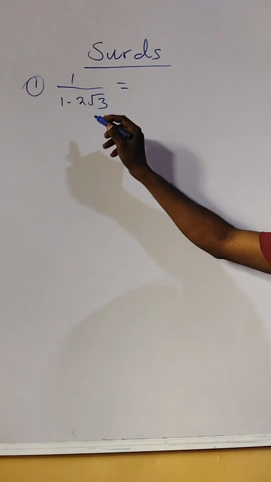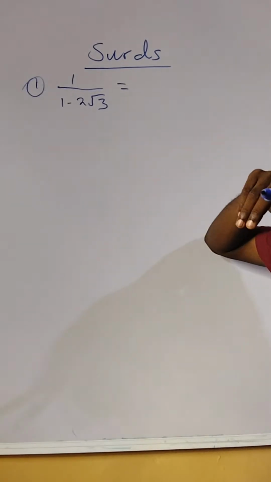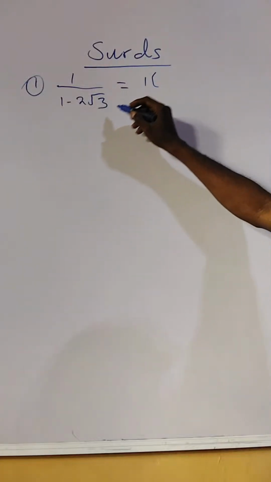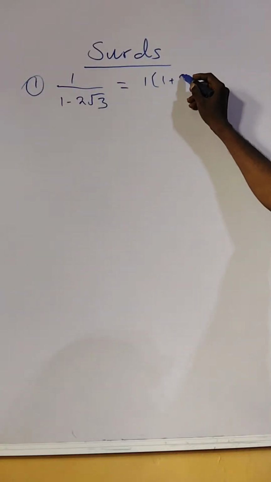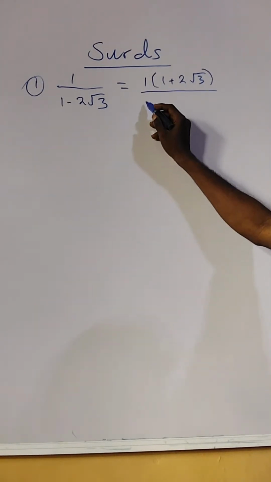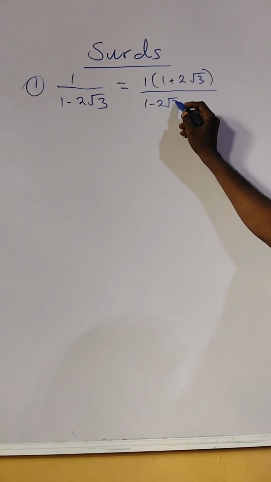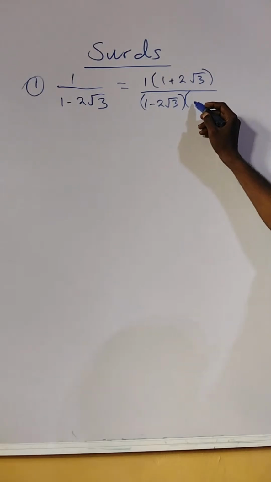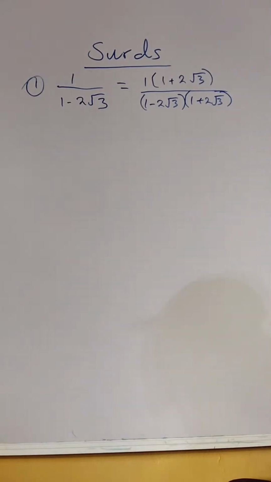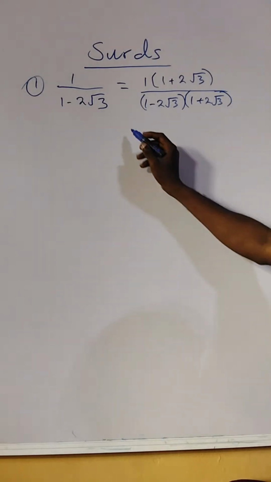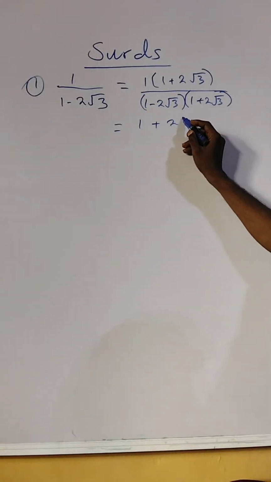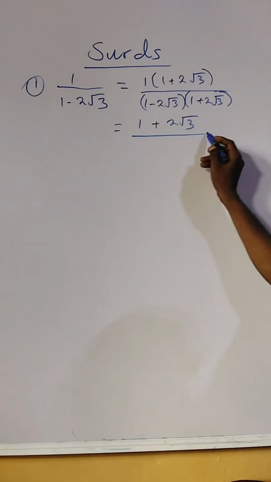Here, we rationalize this surd and multiply and divide by the conjugate of the denominator, which is 1 plus 2 root 3. Then divided by, also multiply this by the conjugate, that is 1 minus 2 root 3, multiplied by 1 plus 2 root 3. The next step, we open this bracket. That is, we still have 1 plus 2 root 3, then divided by here.